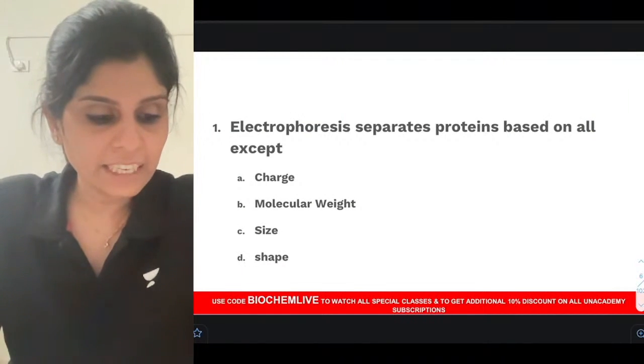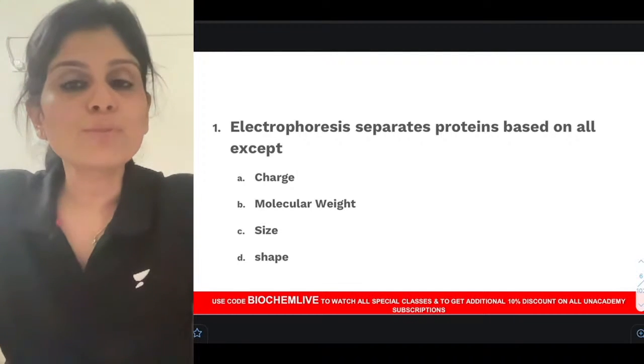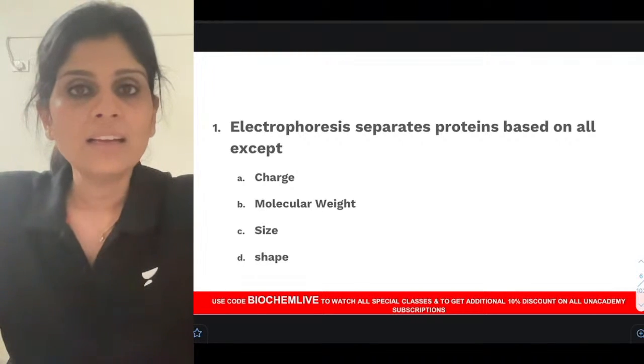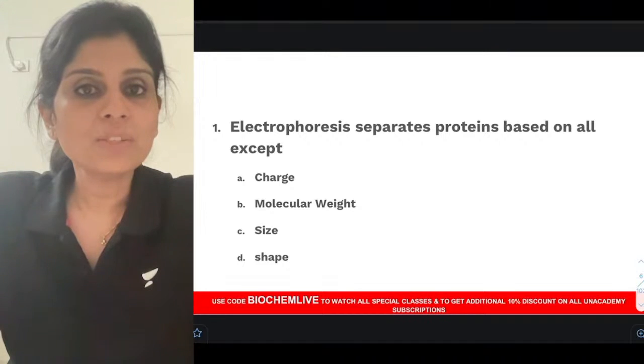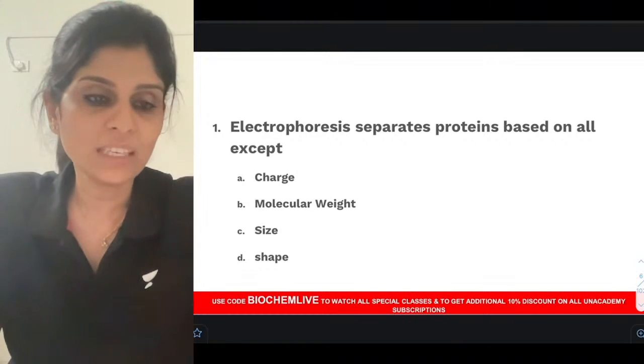So let's start discussing MCQs now. This is the first question for today. Electrophoresis separates proteins based on all except. Can all of you try answering this? Can I see the live chat active? Electrophoresis separates proteins based on all except charge, molecular weight, size and shape. What do you think is the right answer?